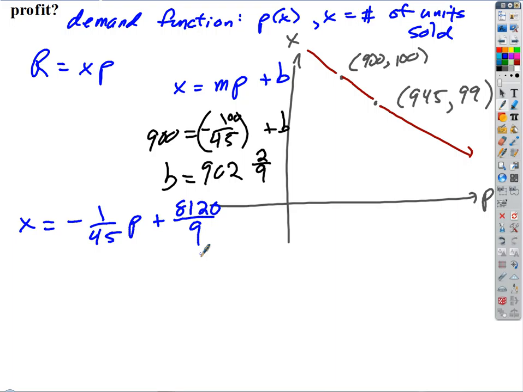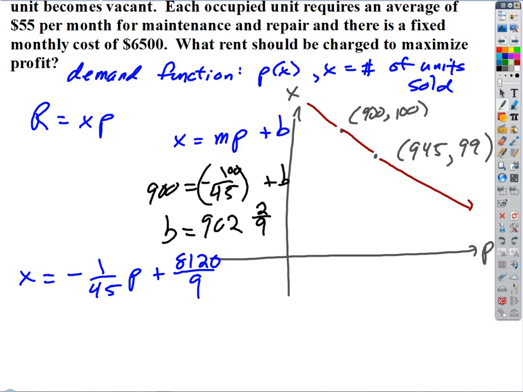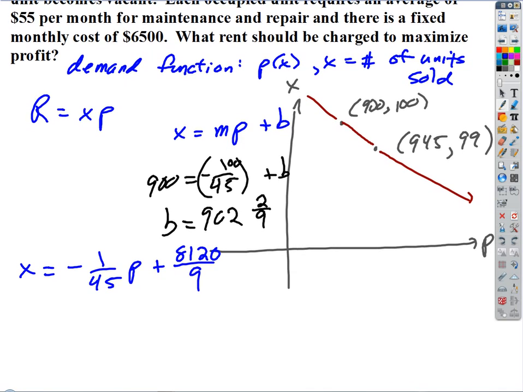That predicts the number rented for a given price. So now we've got to complete our revenue. We know revenue is just going to be X times P, right? Does that make sense? Oops, hang on, what did I do here? I got it backwards, didn't I?